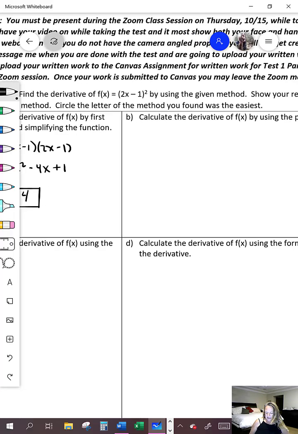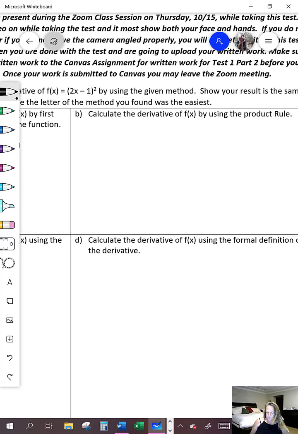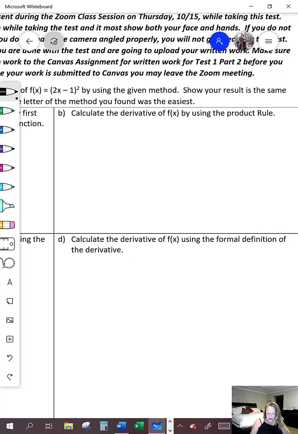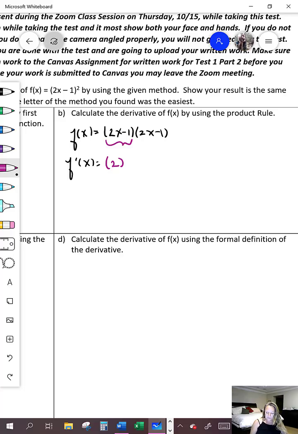So now we want to calculate the derivative by using the product rule. And so we want to go ahead and rewrite f of x. f of x is the same. 2x minus 1 quantity squared is 2x minus 1 times 2x minus 1. The derivative, using the product rule, we're going to look at the derivative of the first function. Derivative of our first function, 2x minus 1, and that is just derivative of 2x is 2. Derivative of our constant negative 1 is 0.